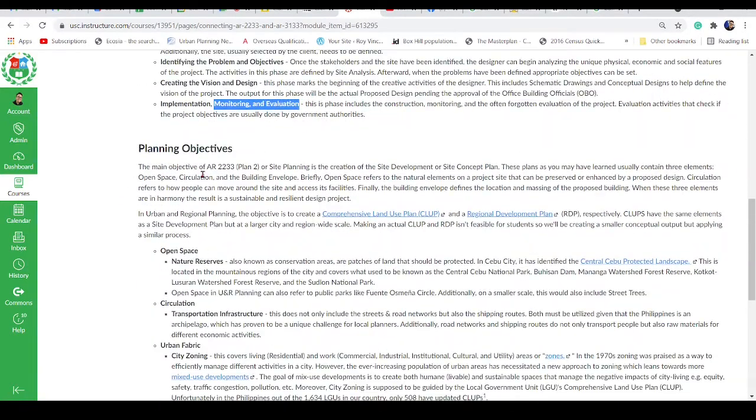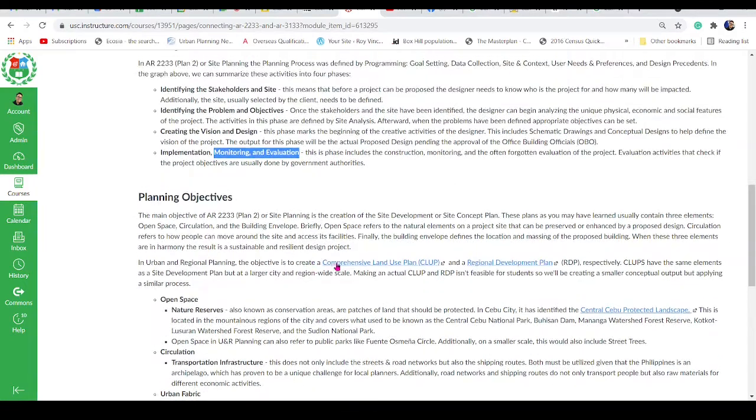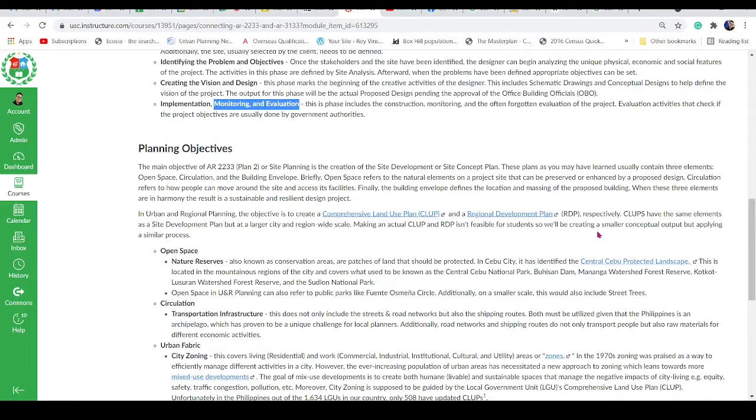So here we have the planning objectives, talking about the comprehensive land use plan. It's the guide that creates the zoning map. So the zoning map is based on the comprehensive land use plan, and the comprehensive land use plan is based on studies like where are the socioeconomic activities happening in this area, and then specifying the appropriate zoning. And then I mentioned here the regional development plan, and both have links. So if you click on that link, it should open up.